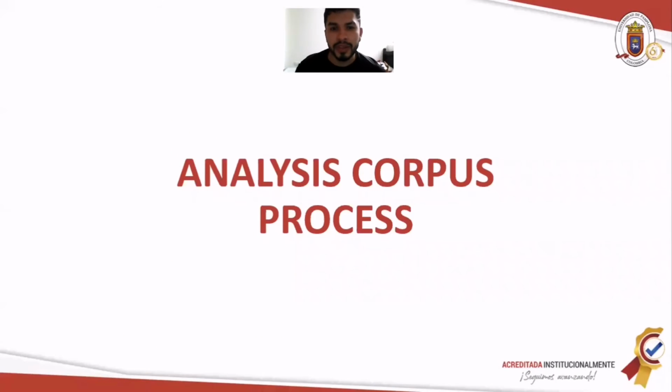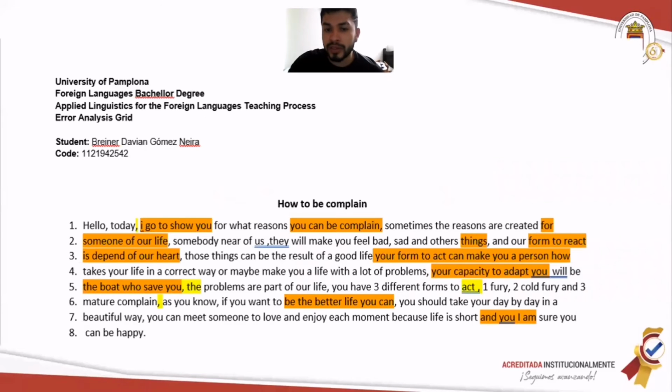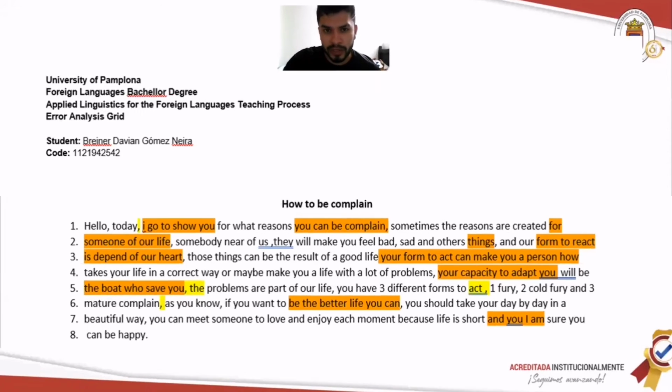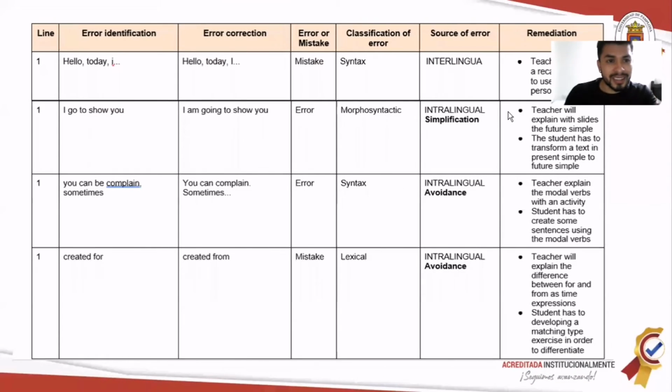About error analysis, we can say that it is a method commonly used to identify the cause of student errors when they make consistent mistakes. It is a process of reviewing a student's work and then looking for patterns of misunderstanding. Related to the course, I have made a corpus student analysis in order to find the errors of the student in his writing production. I found 16 errors, but I will explain only some of them.